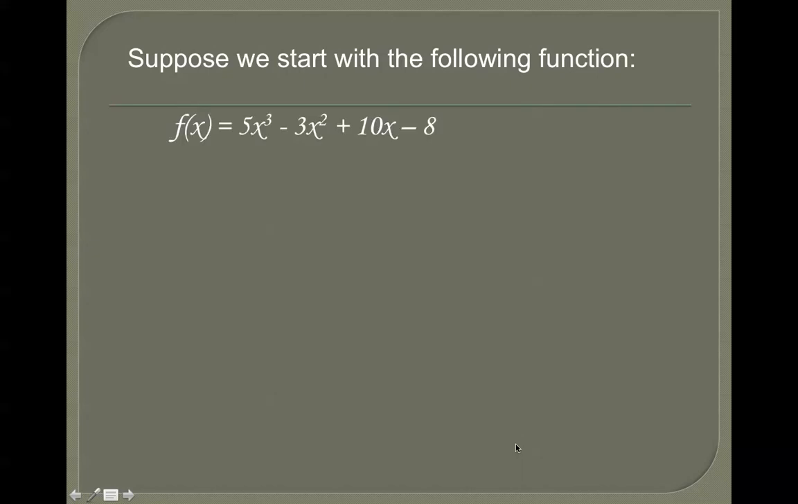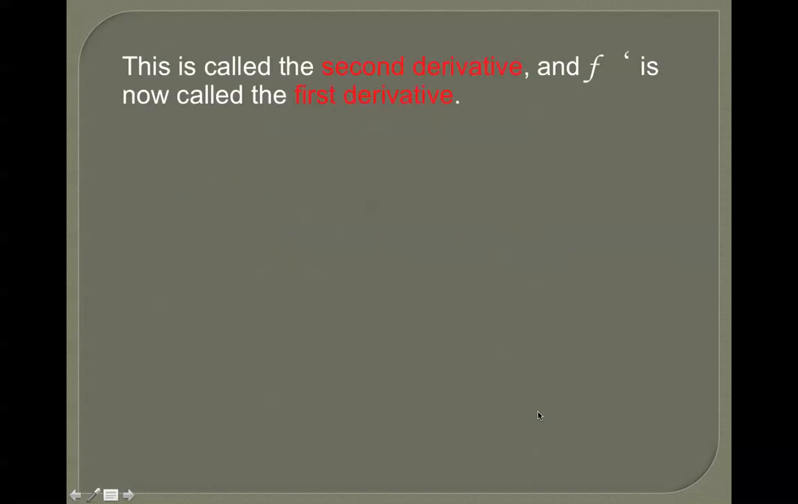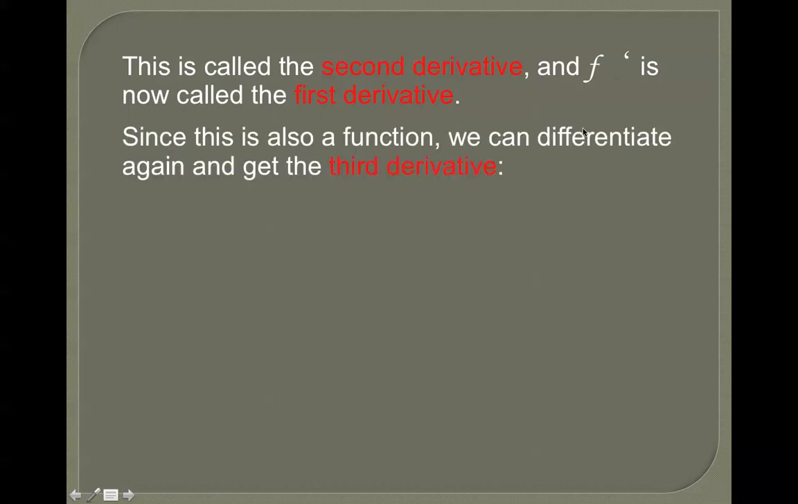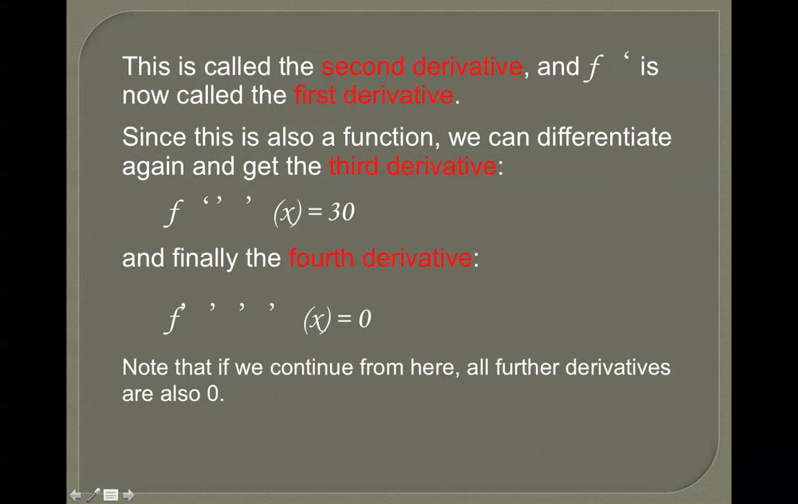Suppose we want to start with the following function. f prime of x is going to equal 15x squared minus 6x plus 10. Notice that this is also a function, so it can also be differentiated. Therefore, we can find the second derivative, and we denote that by making 2 derivative marks here, and we get 30x minus 6. So, this is called the second derivative, and f prime is now called the first derivative. Since this is also a function, we could differentiate it again and get the third derivative, which would be, with all this funky little notation, f with 3 prime marks of x equals 30. And finally, the fourth derivative equals 0. Note that if we continue from here, all further derivatives are also 0.